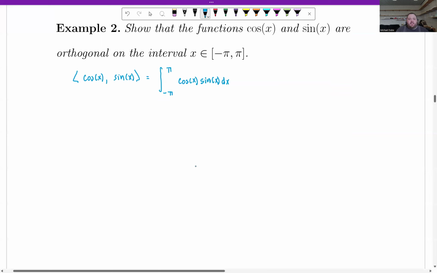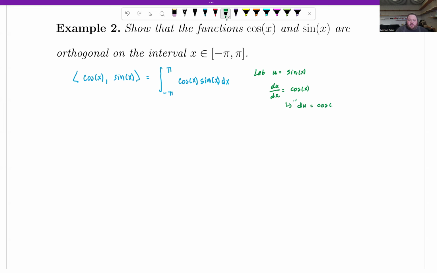What we'll do here is we'll notice we could do this with product rule in reverse, but I'll do this with a u sub. So I'm going to let u equal to sine of x, and that means du by dx is equal to cos of x. And so we can say that du is equal to cos x dx. Okay? So we have that. And this is a definite integral. So because of that, we need to update our bounds. Okay? And so we'll do that.